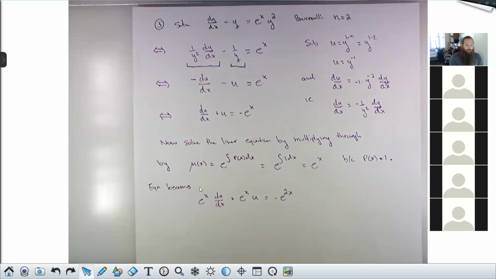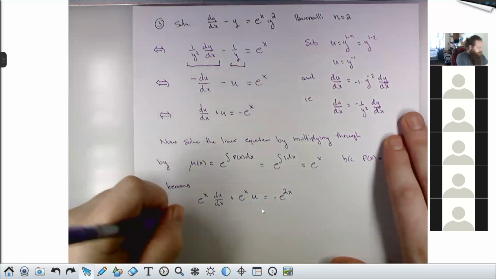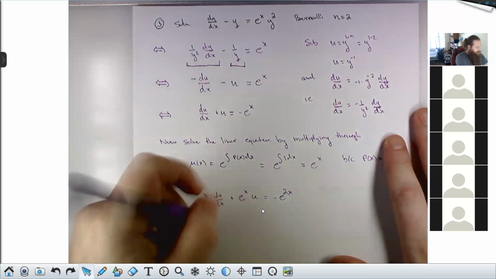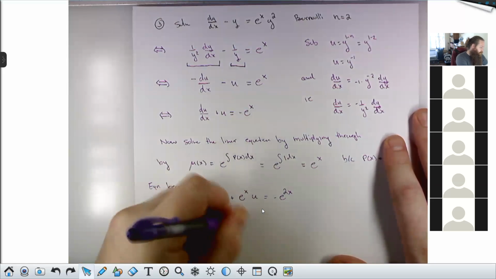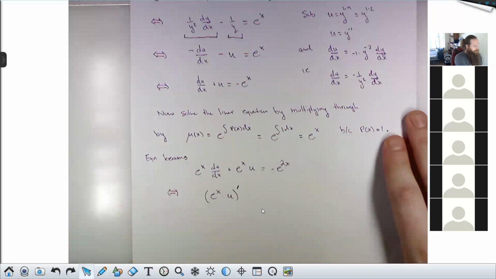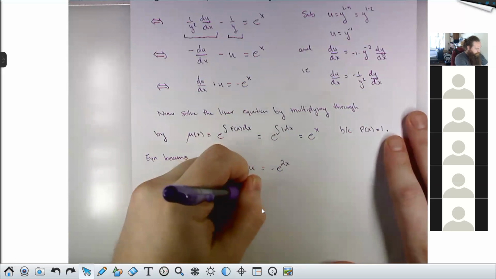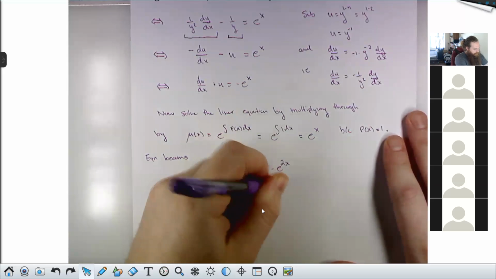And the left-hand side, we can now interpret as a product rule derivative. The right-hand side is what it is. So this left-hand side is the derivative of e to the x times u, right? This is like leave e to the x alone, differentiate u, plus differentiate e to the x, get e to the x, and leave u alone. So this whole left-hand side is equivalent to, there's a bunch of ways to say this, what I've been writing for you in class, e to the x times u all primed. And that's equal to negative e to the 2x.